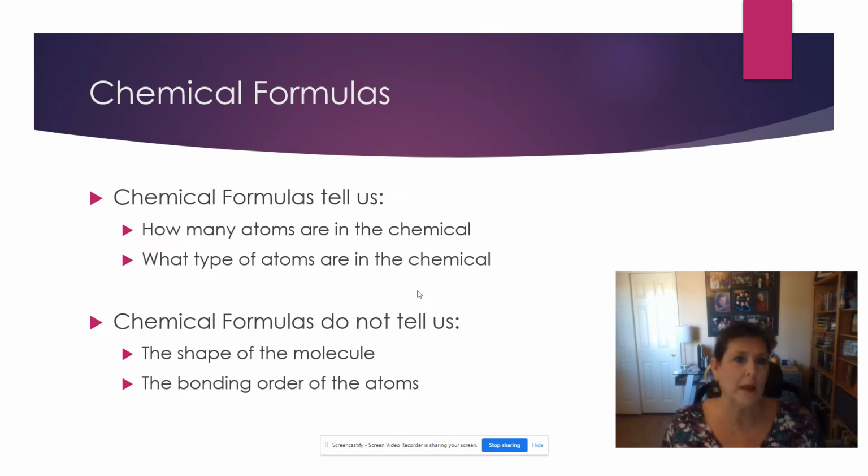So, chemical formulas tell us how many atoms are in the chemical and what type of atoms are in the chemical. Chemical formulas do not tell us the shape of the molecule. It doesn't tell you anything about its shape or bond angles. It also doesn't tell you the bonding order of the atoms. It just tells you how many of each atom there is in the molecule, but it doesn't tell you how they're bonded.